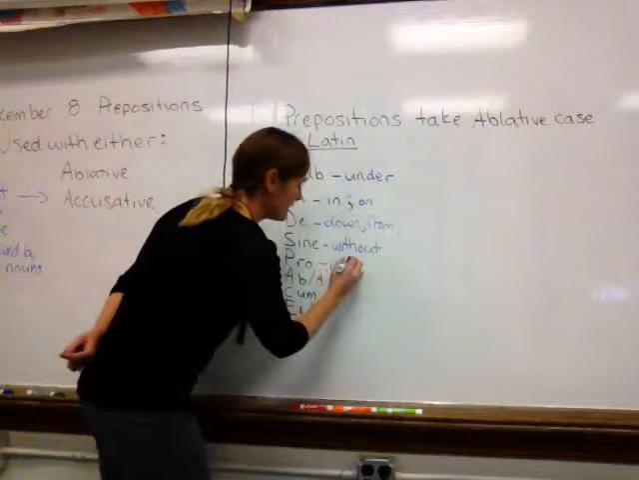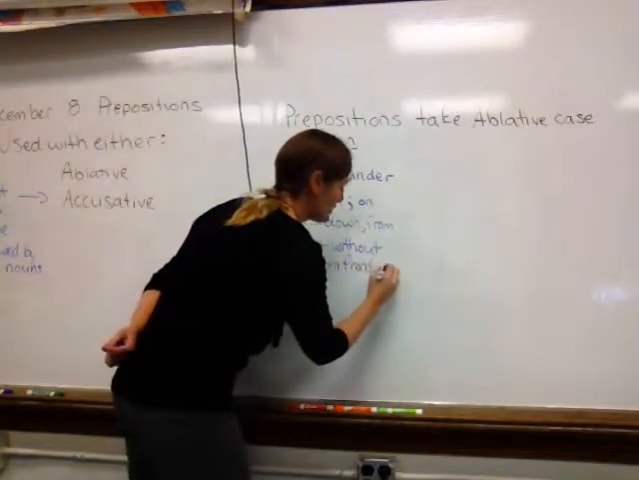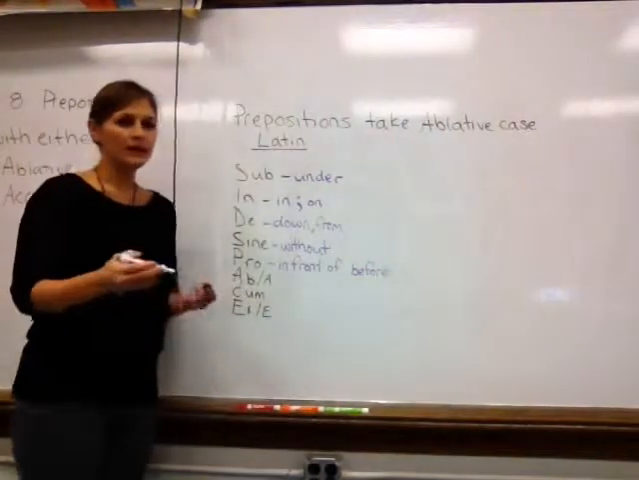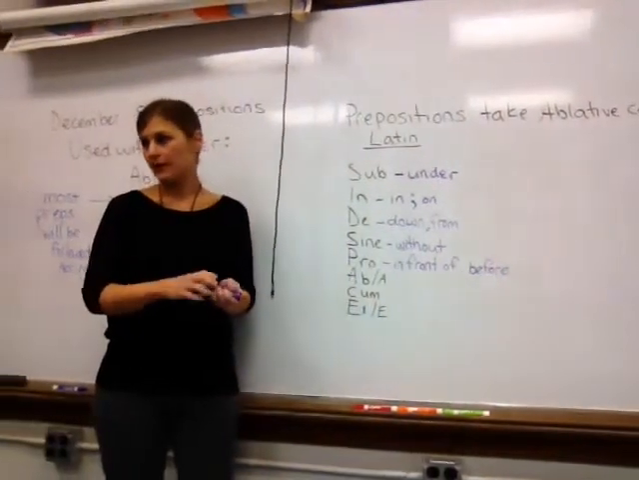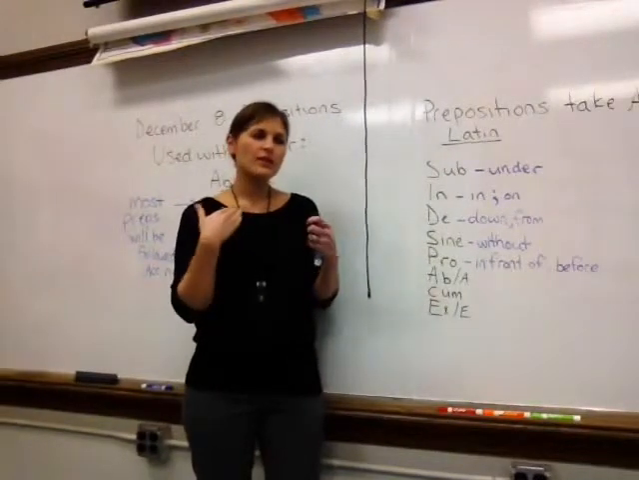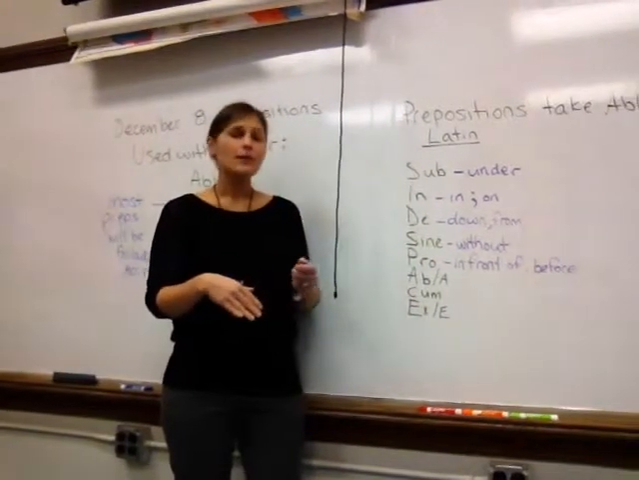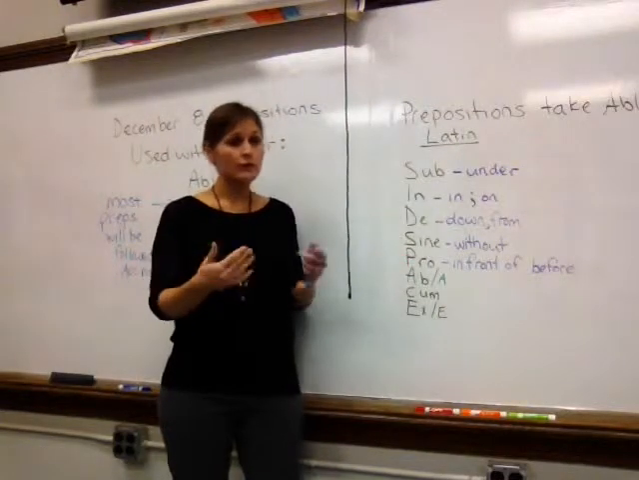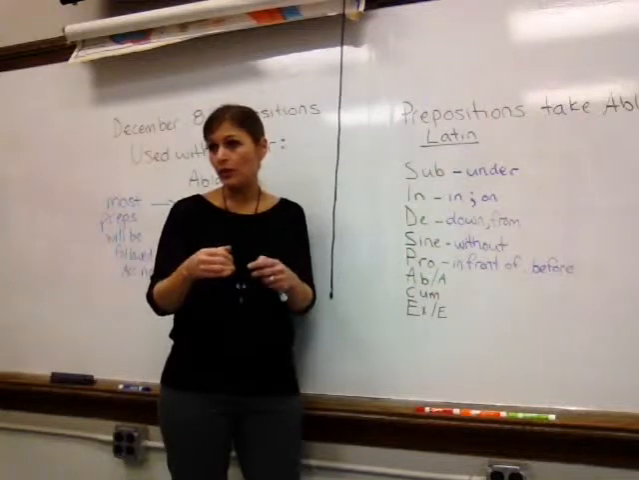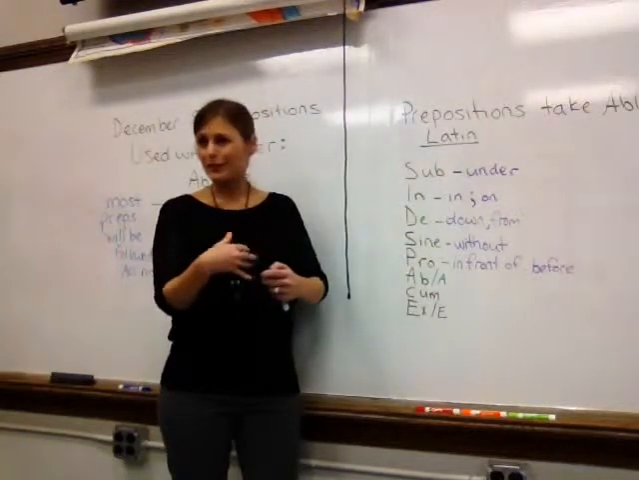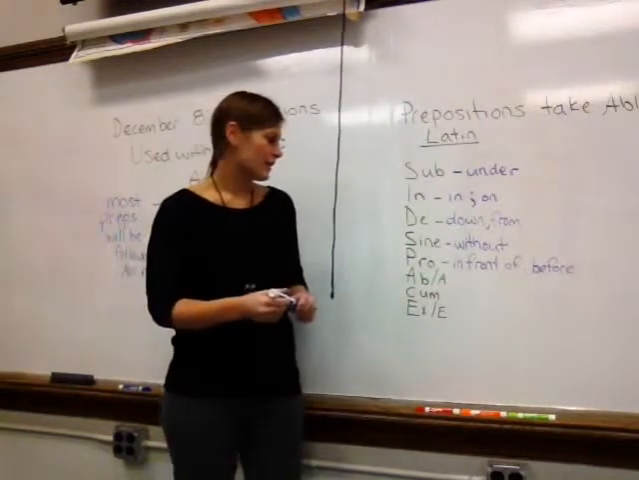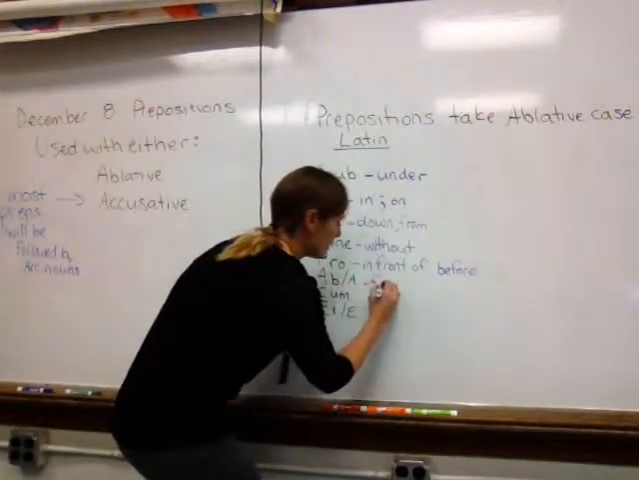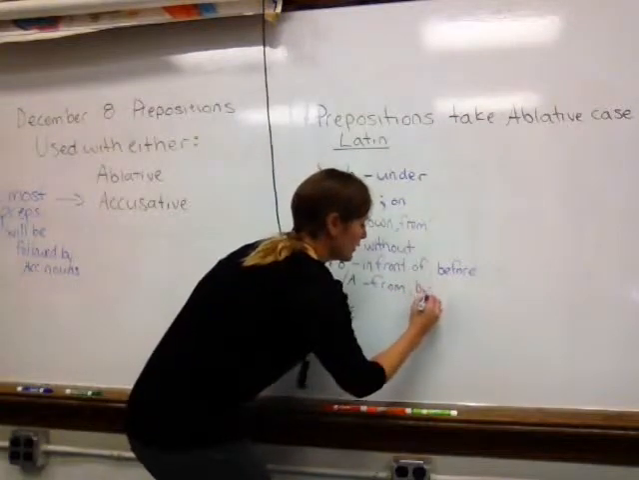Pro means in front of or before. A lot of people in English tend to associate pro with a pro and con argument, so they think that pro actually means for. But in reality, the original Latin is that pro is like in front of. So if you're talking about the pros of an argument, you're standing in front of it to sort of defend it. The preposition a or ab means from or by.